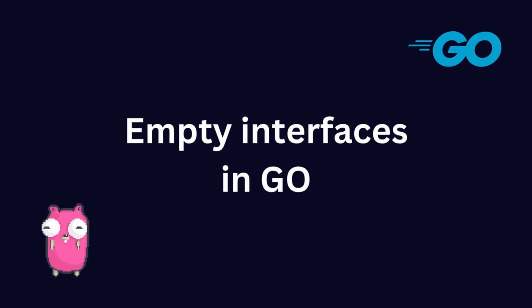Empty interfaces might seem a bit mysterious at first, but once you understand them, you will find them to be quite powerful. So what exactly is an empty interface in Go? Well, an empty interface is an interface type that has zero methods. In other words, it doesn't specify any behavior. Let me show.